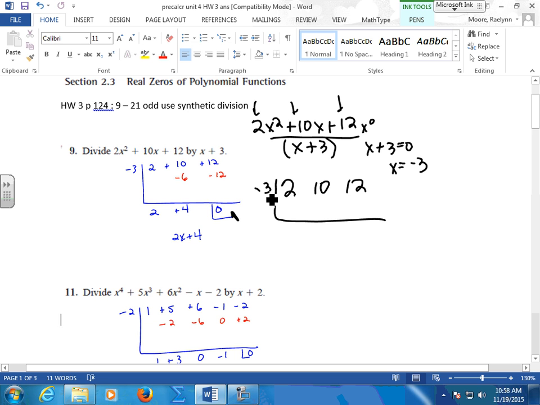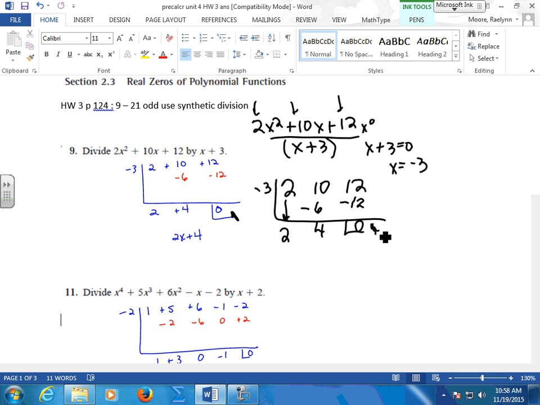And we have a pattern. Bring this down. We multiply and go to the right. -3 times 2, -6. Add down. -3 times 4, -12. Add down. We're going to see that if that's a 0, we actually found a root. If it's not a 0, we have a remainder.